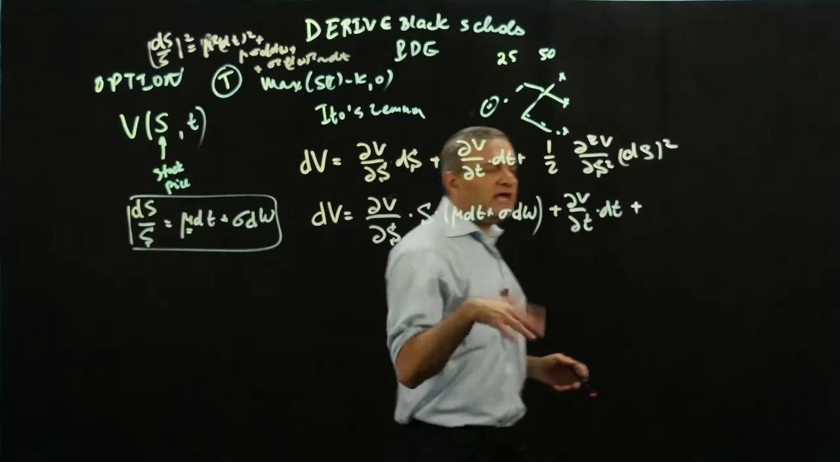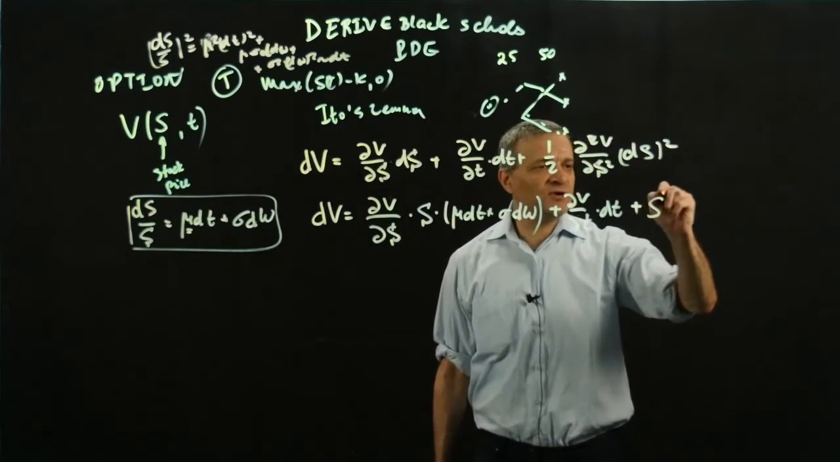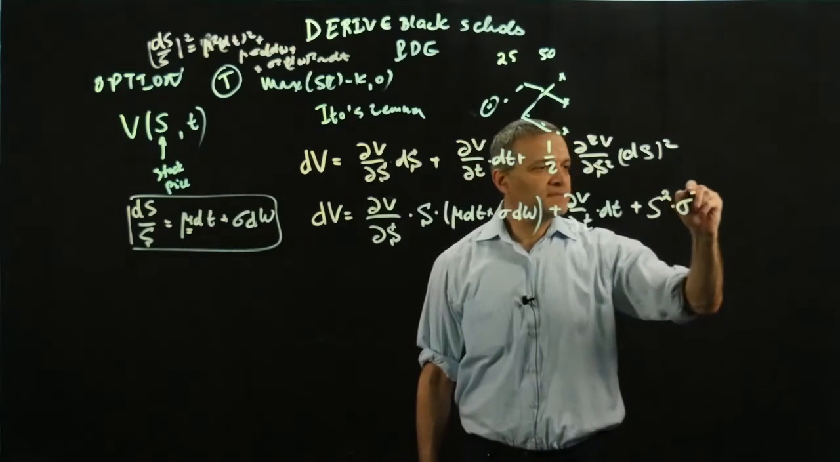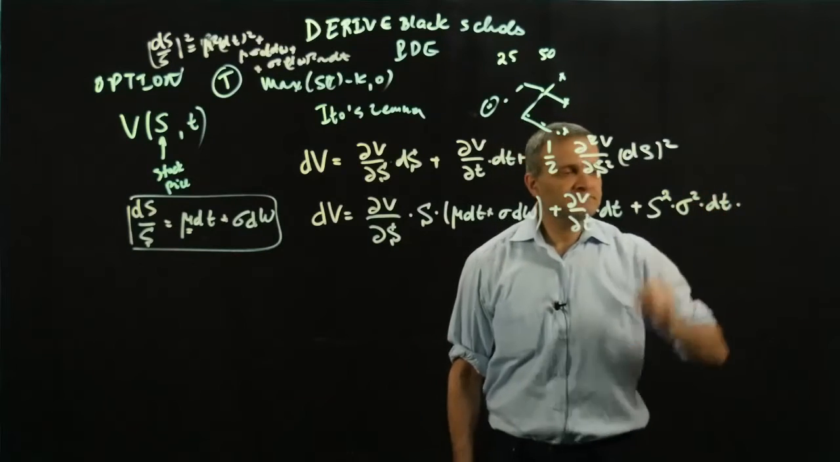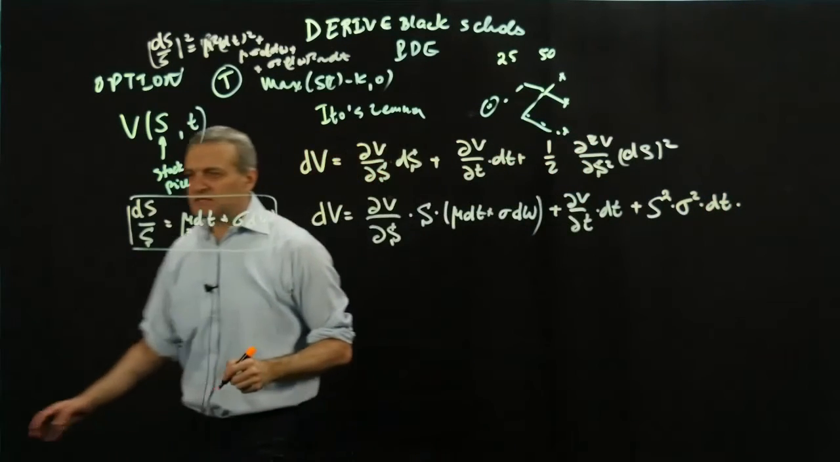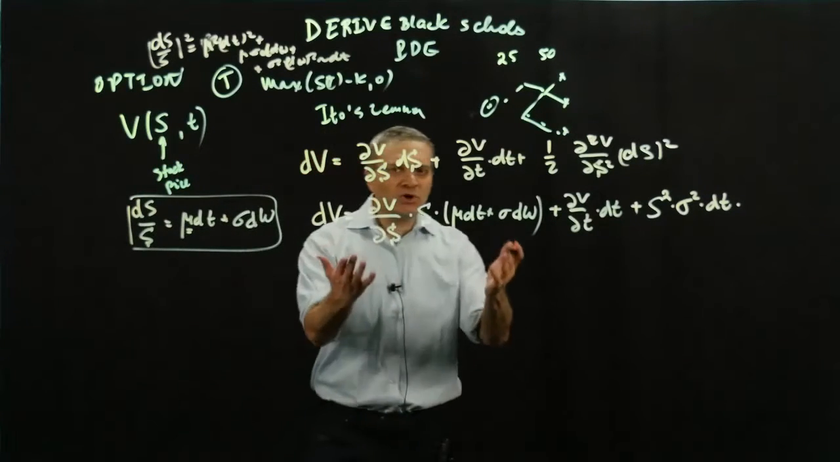So the usual way that we're doing it all the time, we're going to say that this is going to be S squared times sigma squared times dt. Okay? So until here, it is just Ito's lemma. Now, what are we going to do with it?